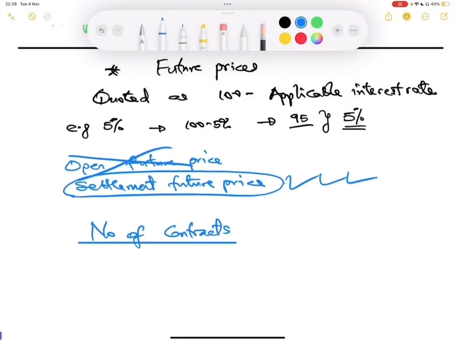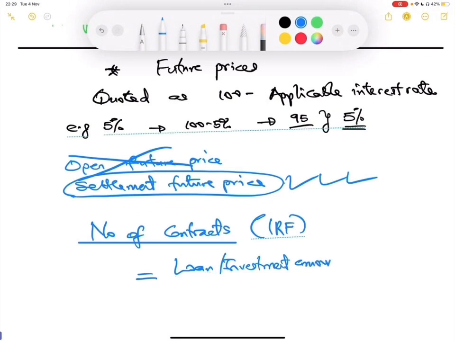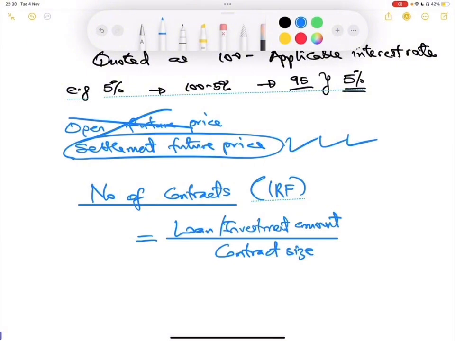But if you have IRF as your hedge strategy, and you need to calculate how many contracts you will need, please just note, it's very straightforward. The easy thing to think about is to say the number of contracts will just be the loan amount, or even the investment amount, divided by your contract size. Remember, sometimes they might say each contract is 20,000. And if your loan is 100,000, then you can easily say you need 5 contracts.